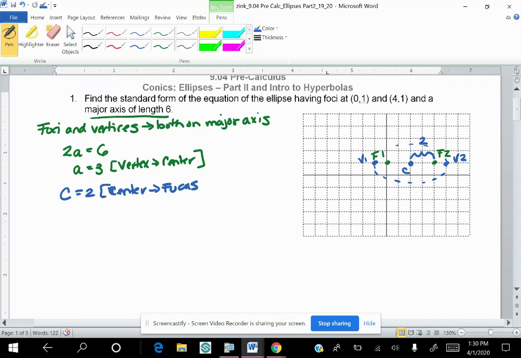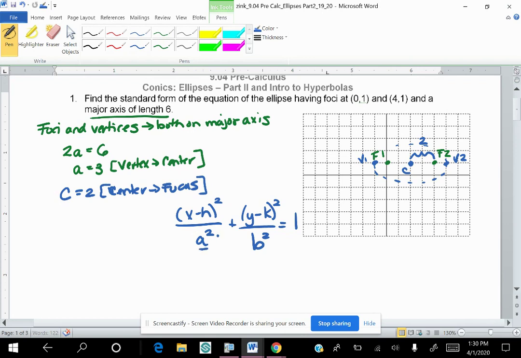In order to write this equation, first of all, we know it's stretched out more horizontally, which means since it's stretched out more along the x-axis, the bigger number is going to go under the x. So I know my formula is (x minus h) squared over a squared plus (y minus k) quantity squared over b squared equals 1. And again, A is always bigger, and since it's stretched out along a line that is horizontal, then we know the bigger number has to go under that.